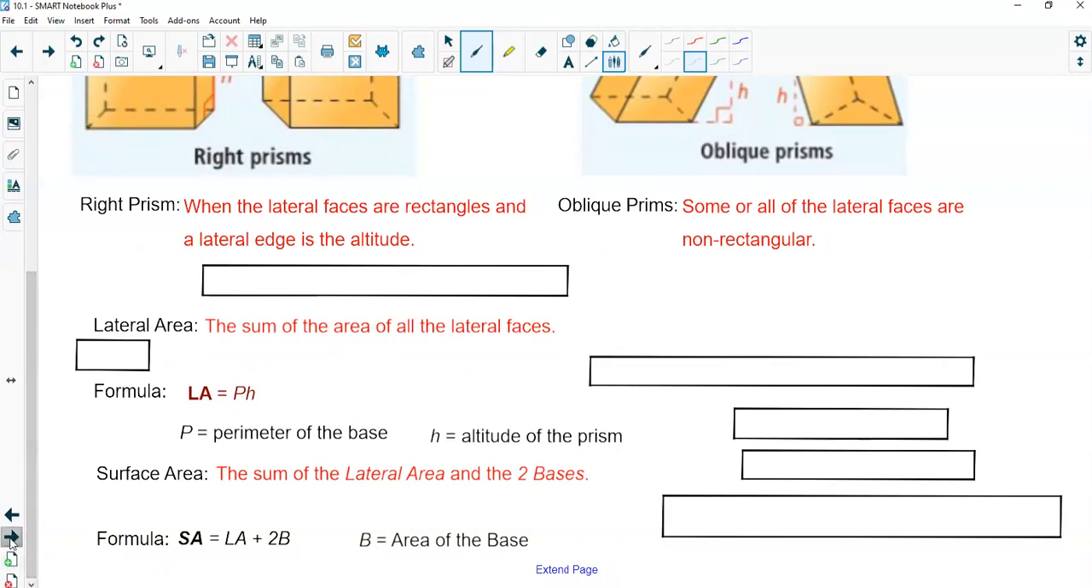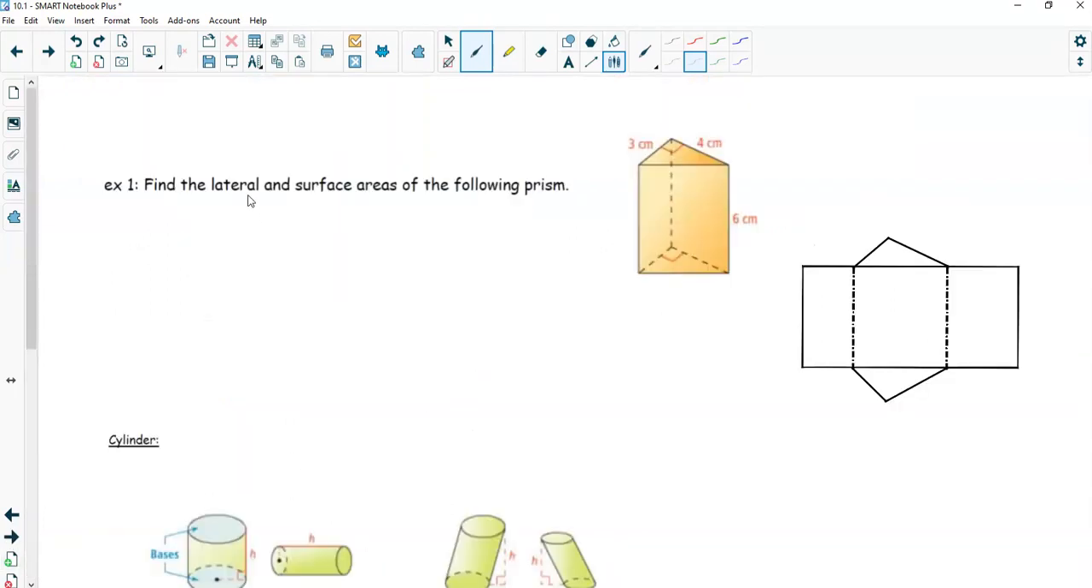Okay, so let's take a look at an example. Here it says, find the lateral and the surface areas of the following prism. Notice we have a triangular prism. In this triangular prism, the two triangles are the bases of the prism. Notice that the formula to find the lateral area uses the perimeter of the base. Let's write that down. The lateral area is the perimeter of the base times the height of the prism.